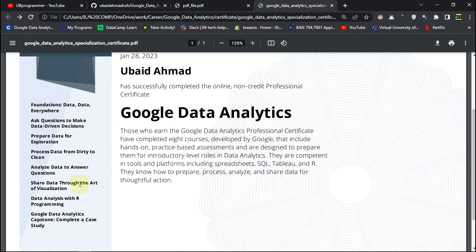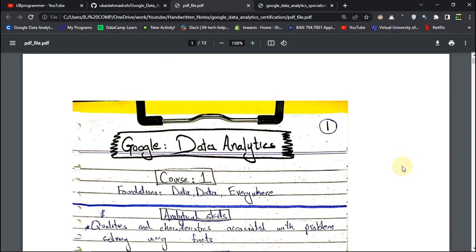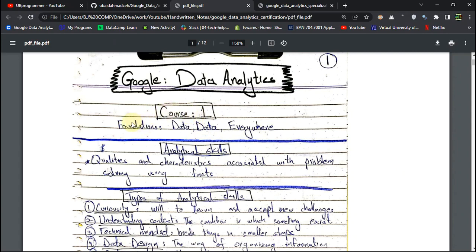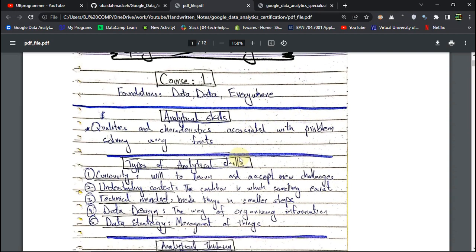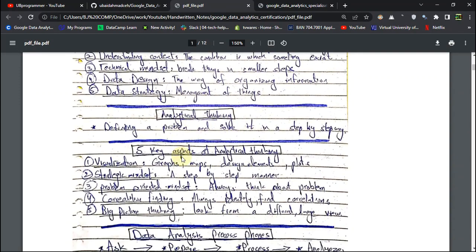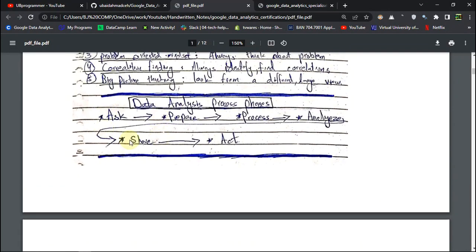And let's see why I'm saying this, because in the foundation, they are introducing us to the analytical skills and how analysis in actuality works, right? So right there they introduce this strategy, and this is really a great guideline to follow whenever you are dealing with an analytical project.